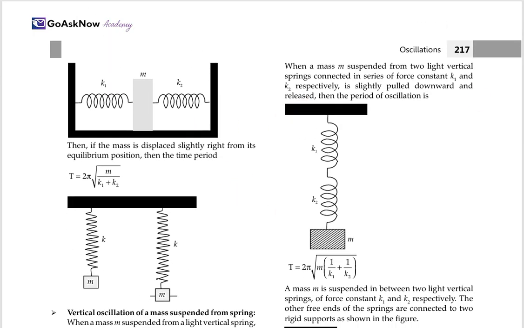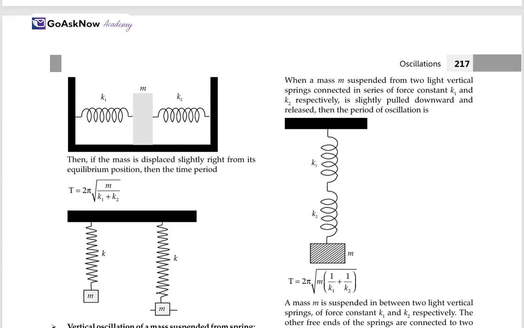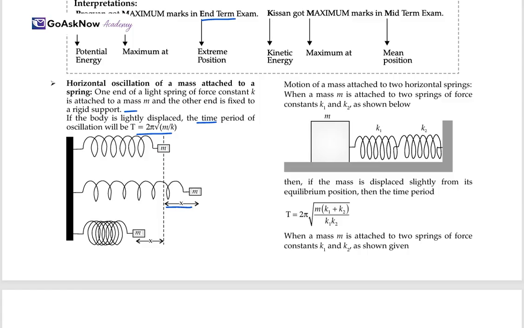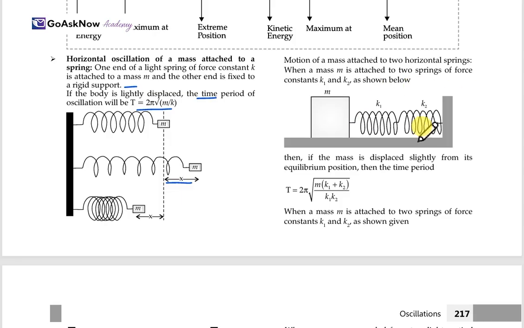For two different springs, the mass will remain the same, with K1 and K2 conditions. Motion of a mass attached to two horizontal springs: when the mass M is attached to two springs of force constants K1 and K2 as shown below, and the mass is displaced from its equilibrium position, then the time period will be 2π√(M(K1 + K2)/(K1K2)). So this is the time period equation.